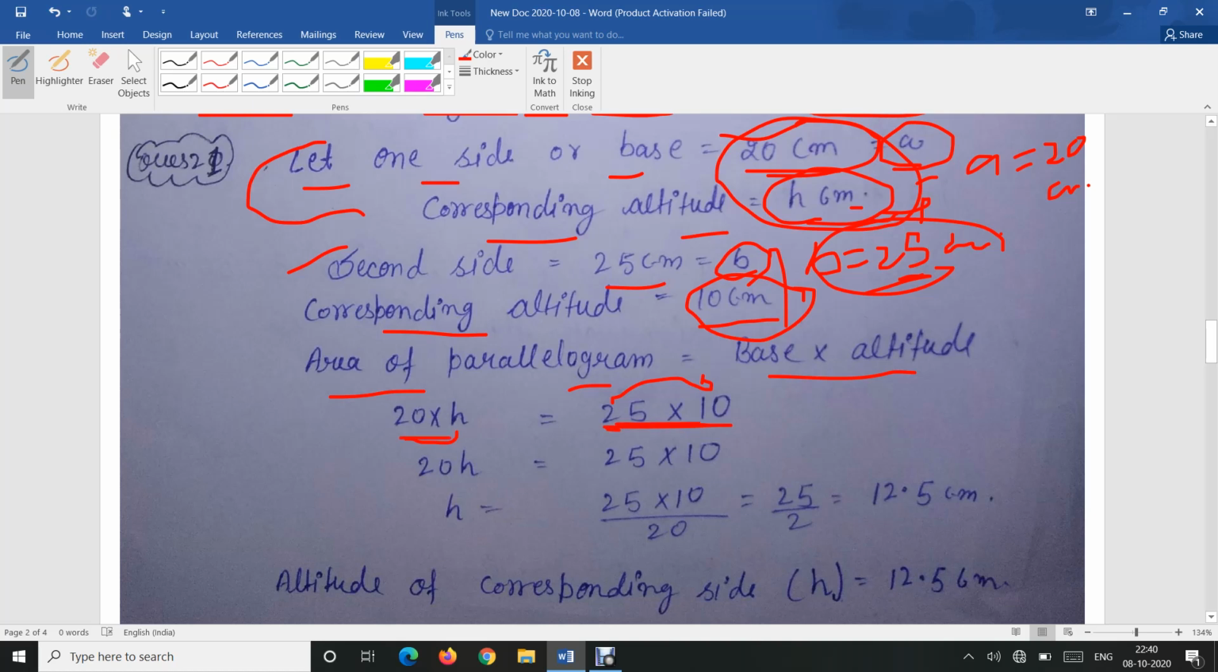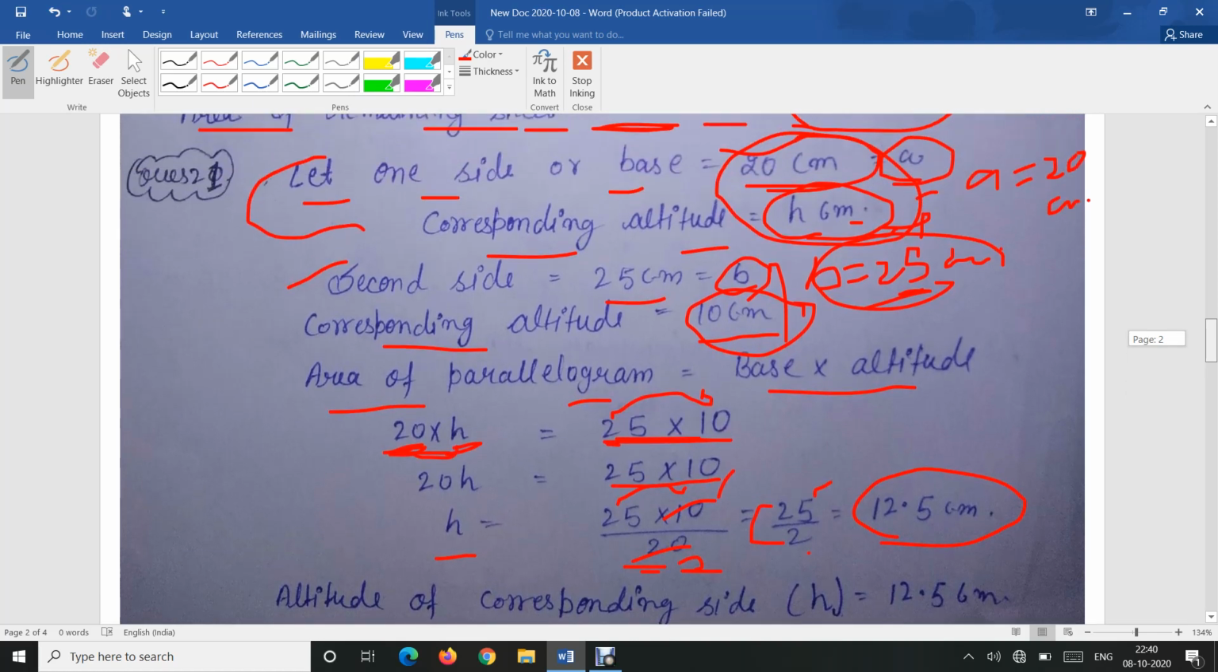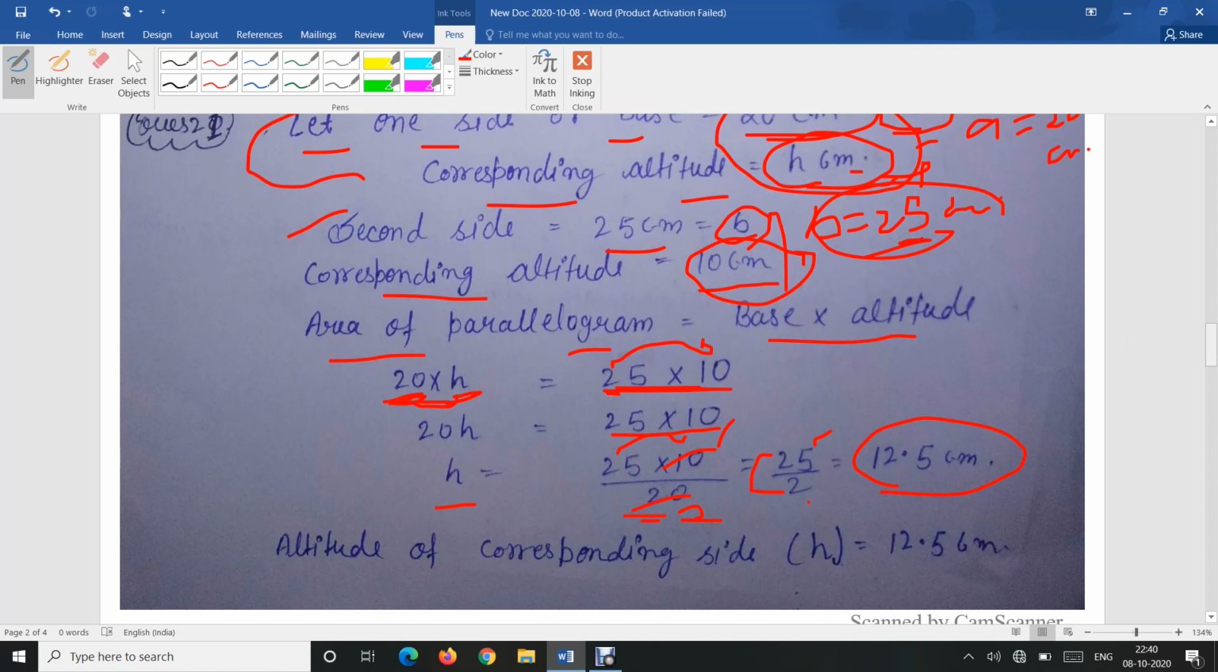So here 20 is multiplied by h, so while going to the right hand side it will divide this value. So h is equal to 25 multiplied by 10 upon 20. Now 10 ones are 10, 10 twos are 20. Now you are left with 25 upon 2, and when you divide 25 by 2, you get 12.5 centimeter. That means the height, or you can say the altitude of the corresponding side which has base 20 centimeter, is 12.5 centimeter.